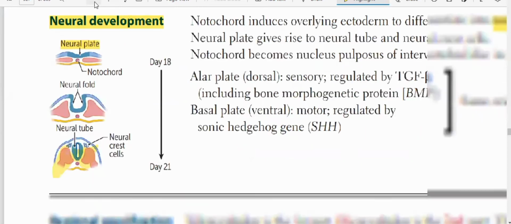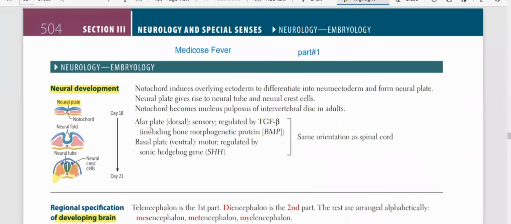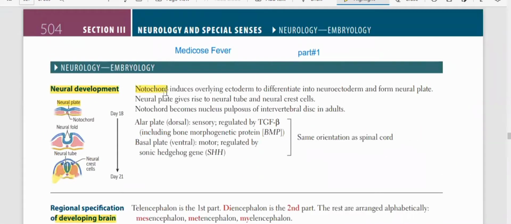Our discussion is mainly about the notochord. The notochord induces the overlying ectoderm to differentiate into the neuroectoderm and form the neural plate. Then the neural plate gives rise to the neural tube and the neural crest cells. The neural fold or neural plate changes into the neural tube and the neural crest cells. Then the notochord becomes the nucleus pulposus of the intervertebral discs in the adult.